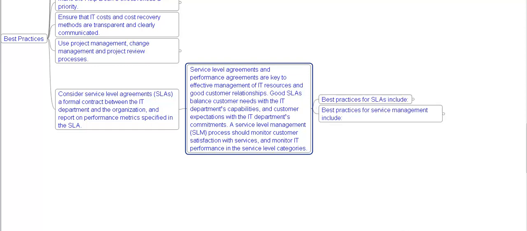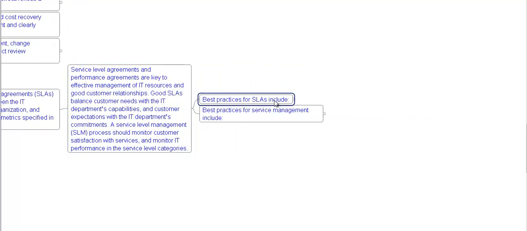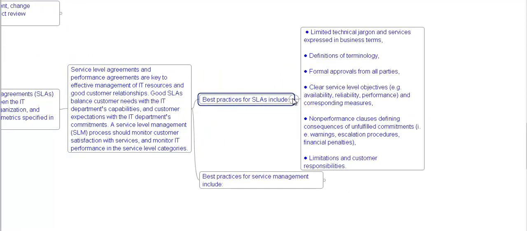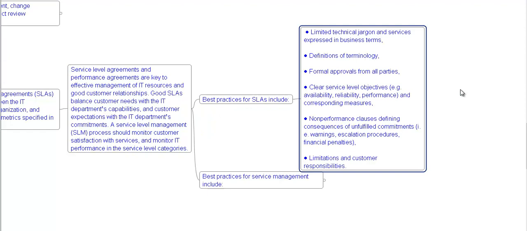Best practice for SLA include limited technical jargons and services expressed in business terms, definition of terminology, formal approval from all parties, clear service level objective, for example, availability, reliability, performance, and corresponding measure, non-performance clause, defining consequence of unfulfilled commitment, for example, warning, escalation procedures, financial penalties, limitation and customer responsibilities.